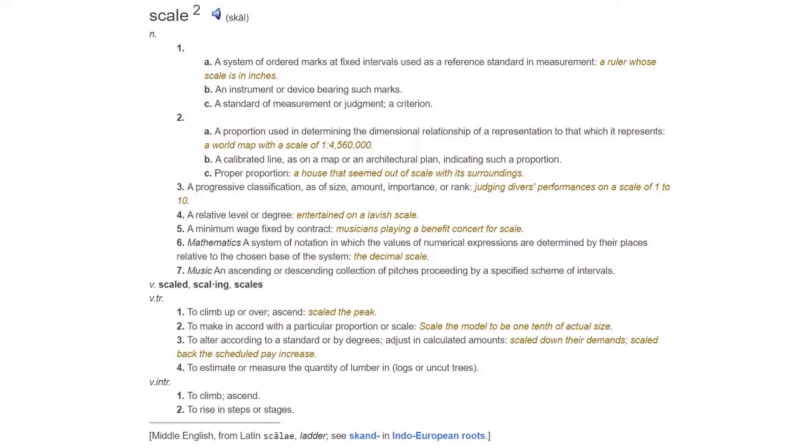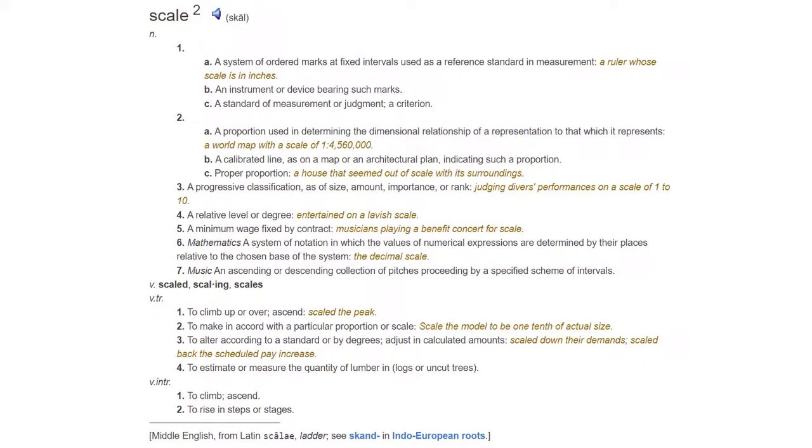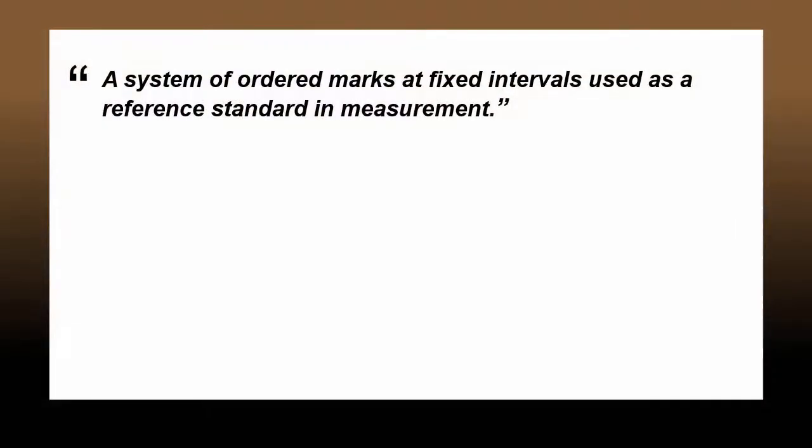The situation is the same when it comes to scaling. Scale is one of those buzzwords around Gann. Have you ever noticed how many different things it means in English? For our purposes, this definition is the best. We don't need to go further. A system of ordered marks at fixed intervals used as a reference standard in measurement.